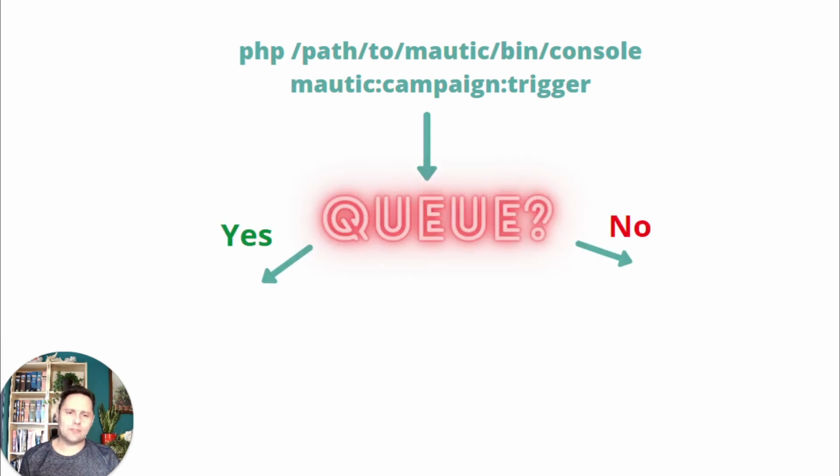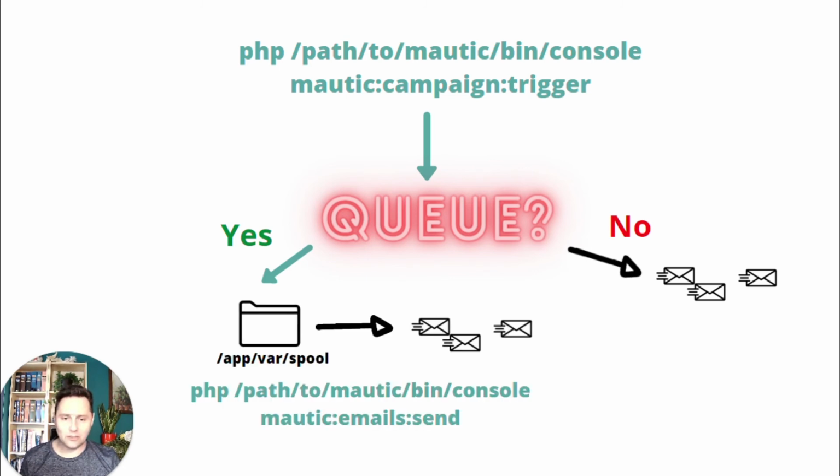Okay, so what happens if we use a queue? If we use a queue, then it's going to be processed like before. If not, then it's going to be processed immediately. So by using a queue, this specific trigger will also do the sending of the email. And if we are not using a queue, then it will push it into the app var spool folder, but you still have to have the console Mautic email send cron command to process the emails. So if you're sending out emails, these are the two cron jobs you have to have for sure in order to get your emails out.